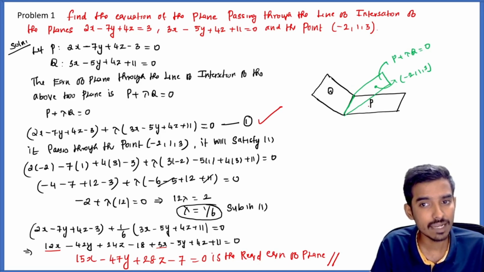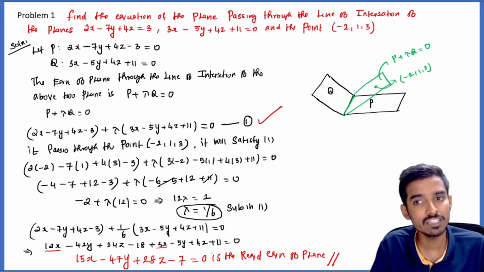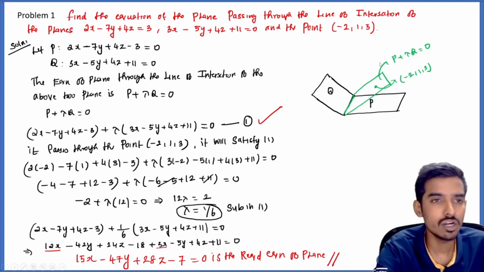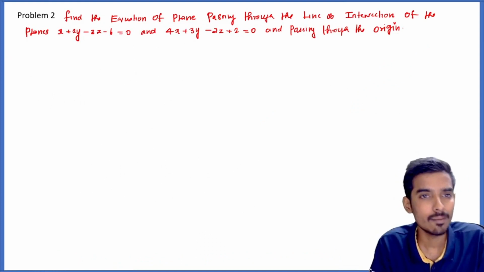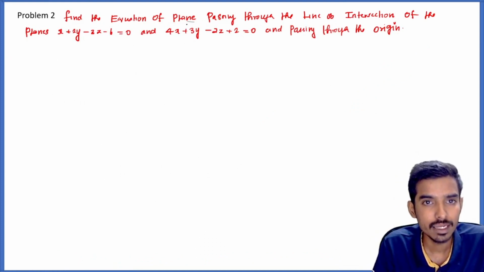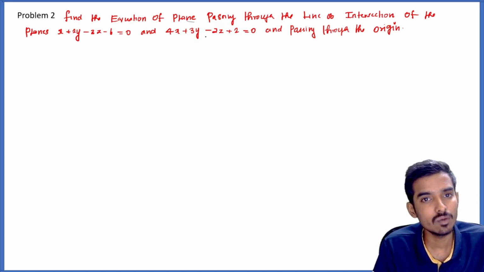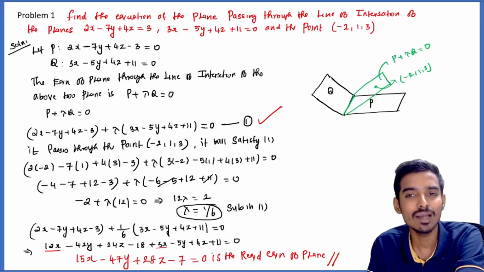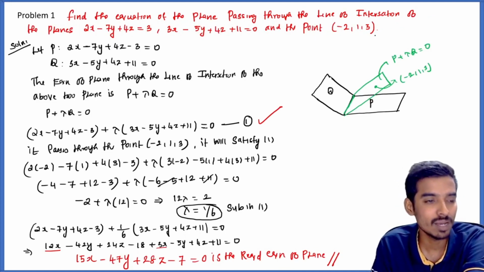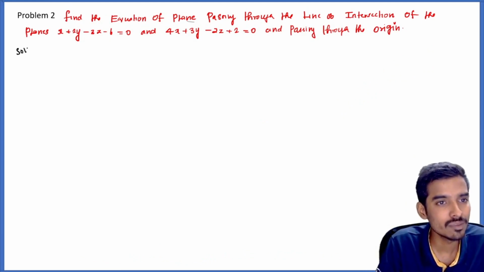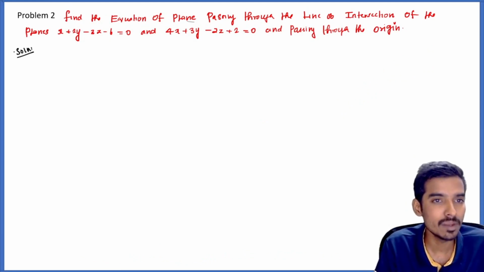That plane is through the line of intersection of these two planes, as well as that plane is passing through the point minus 2, 1, 3. Right? Very simple, right? So we'll move on to problem number 2. Again, it is a very similar problem. To find an equation of plane passing through the line of intersection of the plane x plus 2y minus 3z minus 6 is equal to 0 and 4x plus 3y minus 2z plus 2 is equal to 0 and passing through origin, right? In the previous problem, they have said it is passing through the point minus 2, 1, 3. Here it is passing through origin, right? So similar problem. I think you can pause the video and do the problem on your own, right?